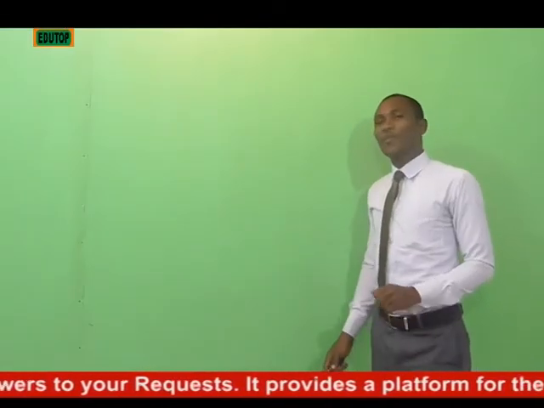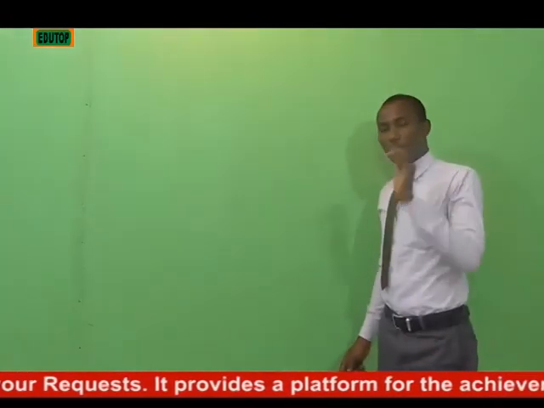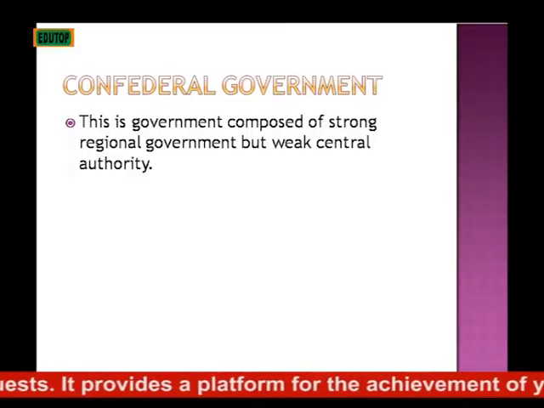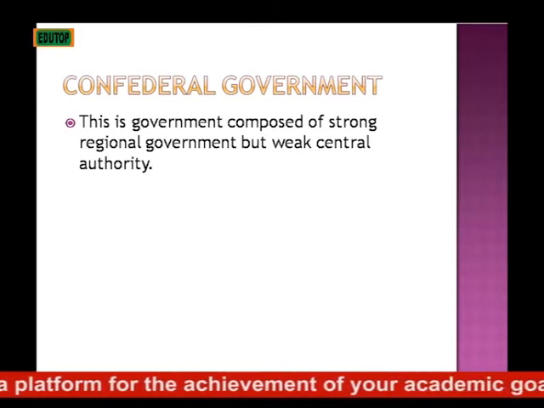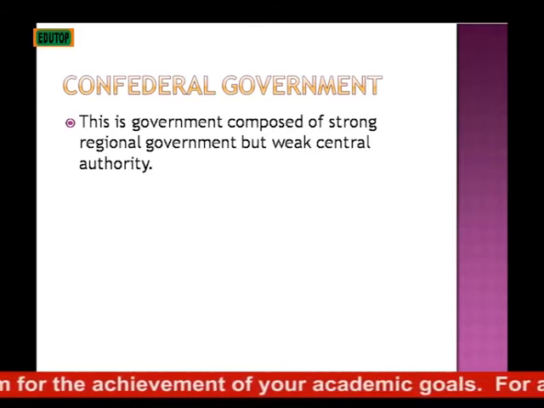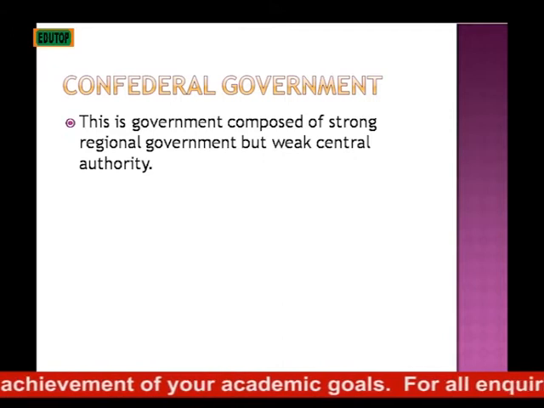The next type of government we want to consider is confederalism, the confederal system of government. This is a government composed of strong regional governments but a weak central authority.